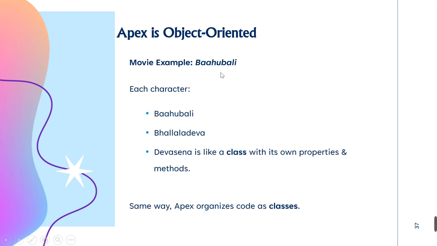Take an example of the movie Bahubali. In Bahubali, there are characters Bahubali, Bhallaladeva, and Devasena. These three are like classes. Bahubali is the hero and has some extra qualities. Bhallaladeva is different. Devasena has a few other qualities. Similarly, these are like classes, having their own properties and methods. In the same way, Apex organizes the code as classes.